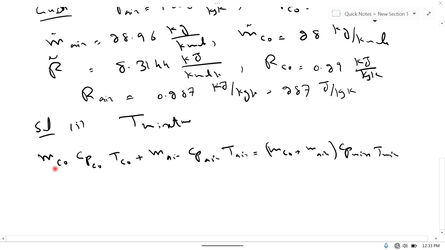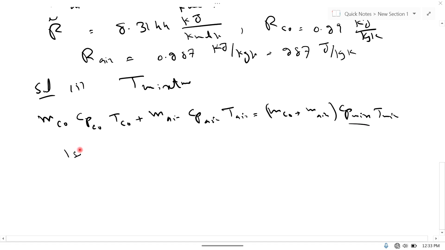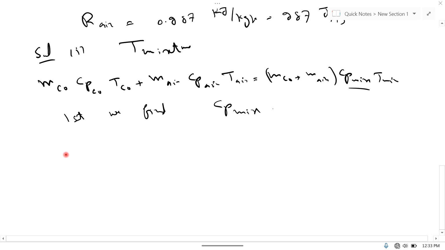Basically this formula is m1 Cp1 T1 plus m2 Cp2 T2 is equal to (m1 plus m2) Cp and T of the mixture. Now we have to find the temperature of the mixture, but first we find Cp of the mixture, which is not given to us. First we find Cp of the mixture.